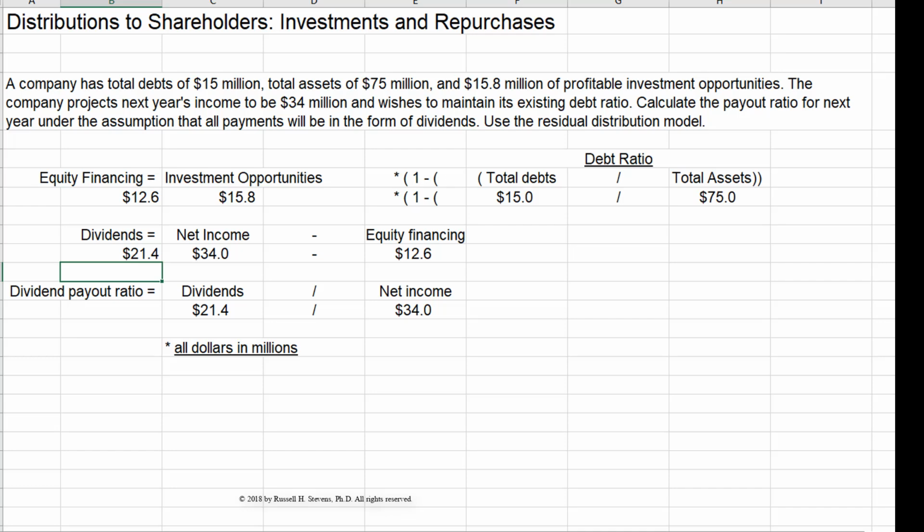Since both of the source numbers for the following formula are already calculated, they are filled in using cell references. All that is left to do is to put the formula for the dividend payout ratio. Highlight the workbook cell under Dividend Payout Ratio, type in an equals sign, highlight the 21.4, type in a slash denoting division, highlight the 34.0, and press enter. The dividend payout ratio for the next year is calculated at 63%.